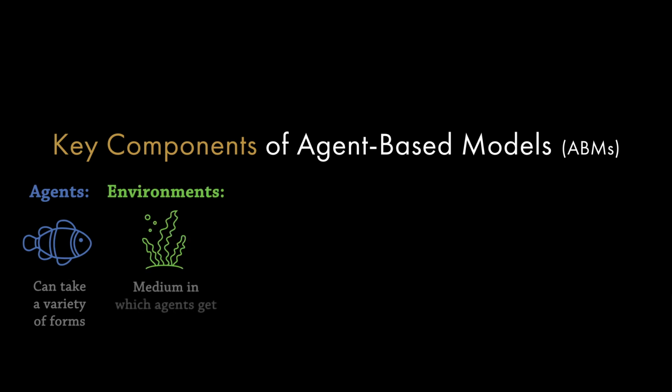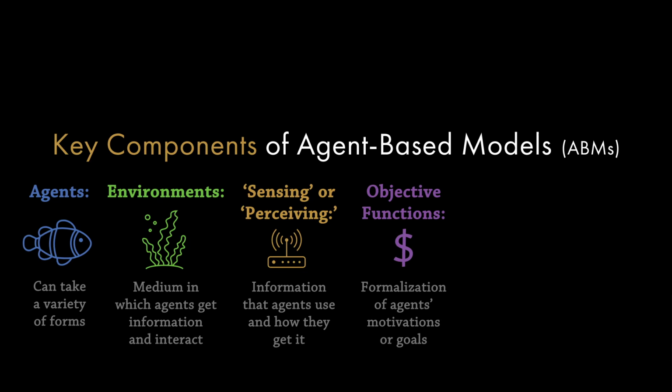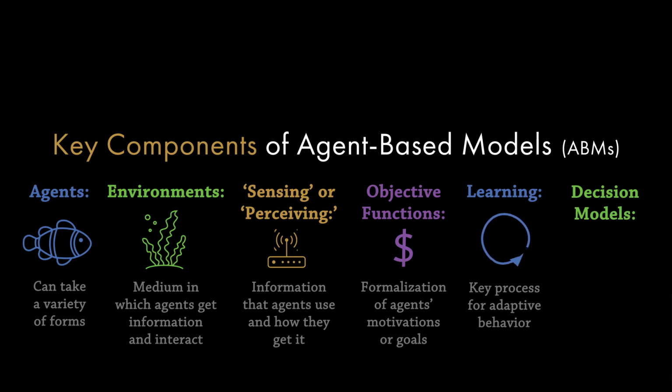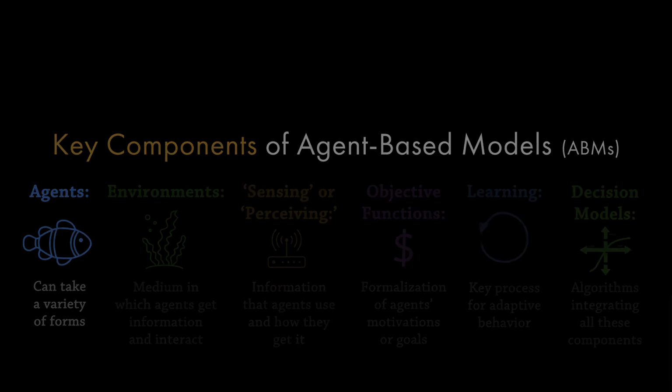or the mediums in which agents receive information, sensing or perceiving, which include both the information in the environment that agents use and their methods for collecting it, objective functions, which are formalizations of agents' motivations or goals, learning, which is a key process in adaptive behavior, and decision models, which are algorithms that integrate all of the previous components to generate agent decisions. Before describing agents in detail, I want to make a quick clarification.